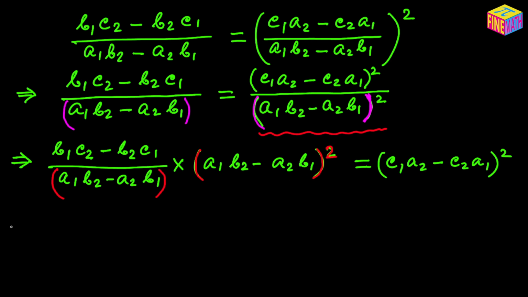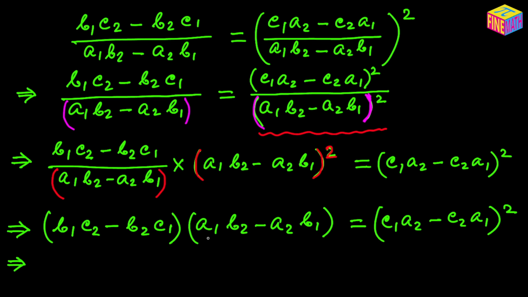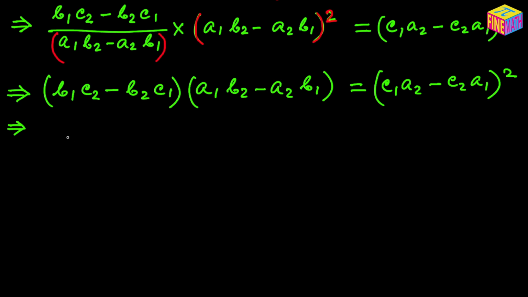So then from here we can say, okay, this is clearly (b sub 1 c sub 2 minus b sub 2 c sub 1) multiplied by (a sub 1 b sub 2 minus a sub 2 b sub 1) is equal to (c sub 1 a sub 2 minus c sub 2 a sub 1) whole square. Now if we just rearrange a little bit, if we write the second factor as the first one here, so let me do it like this. Now I'm going to just write this second one as the first factor here, which is okay. I'm just kind of interchanging them, right?